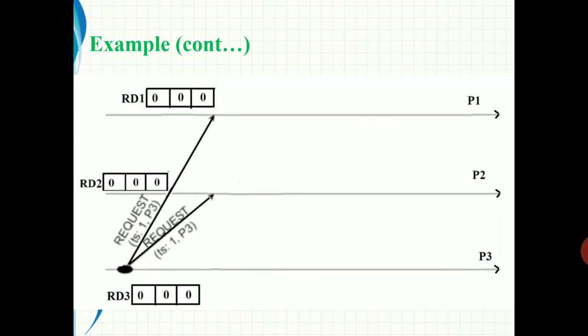Then process P3 wants to enter the critical section, so it will execute the requesting-the-critical-section part. It will send a request message to all other processes in the system, that is, to P1 and P2.